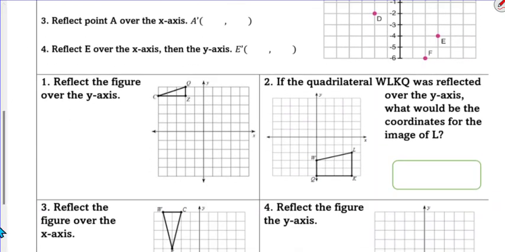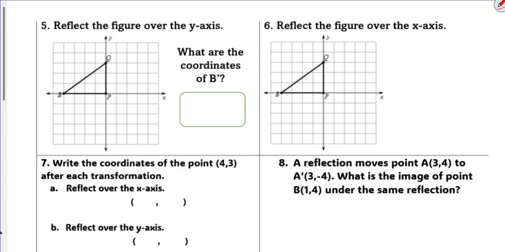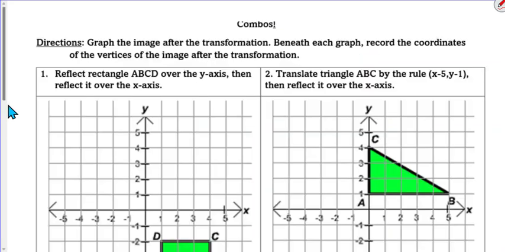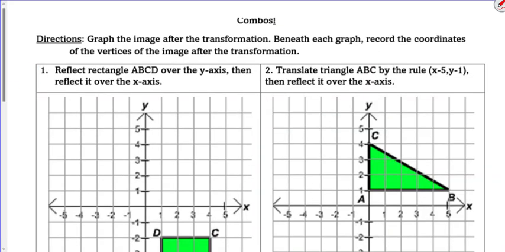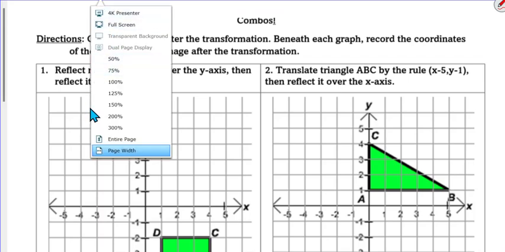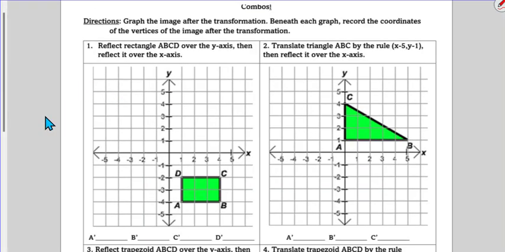I think you can do the rest of these on your own. Actually, maybe I'll do one from the back. So this is where we're combining two different transformations. So I'm going to look at number 1 here. We're going to graph the image after the transformation and then record the coordinates below the graph. So I'm going to take this rectangle and reflect it over the y-axis, and then I'm going to reflect it over the x-axis. So I'm just going to mark my points after I reflect it over the y-axis.